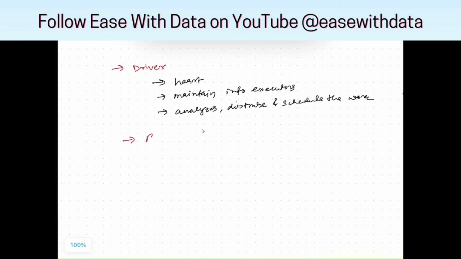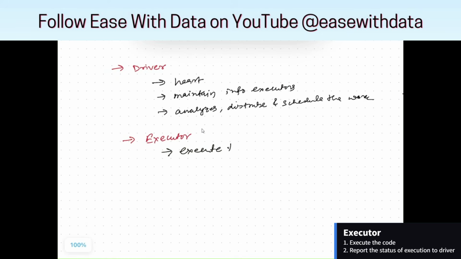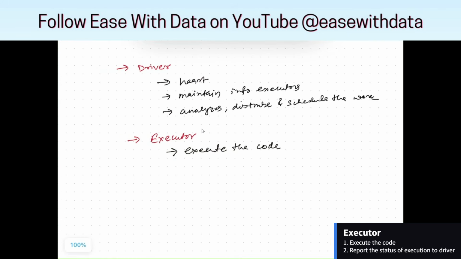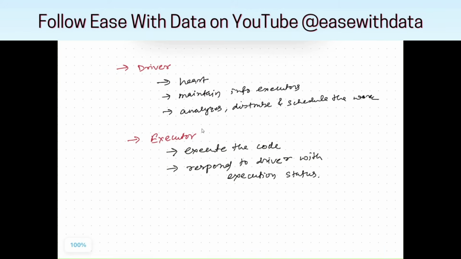Next is the executor. There are majorly two tasks only for an executor. The first one is to execute the code, and the second one is to respond to the driver with execution status. These are the major tasks that the driver and executor do.